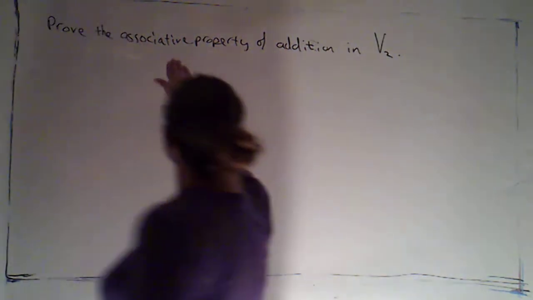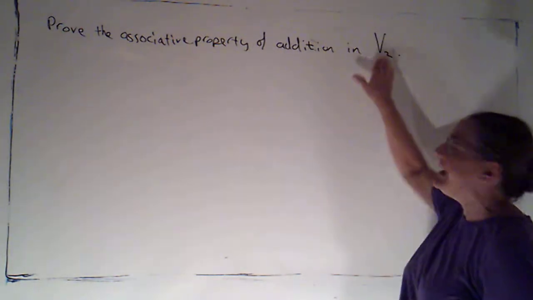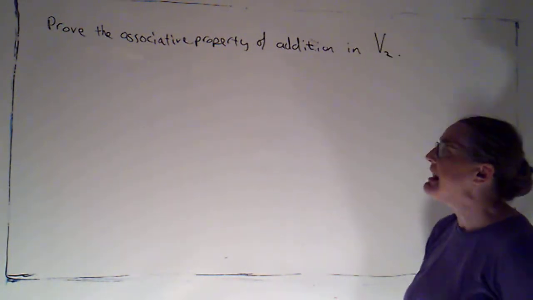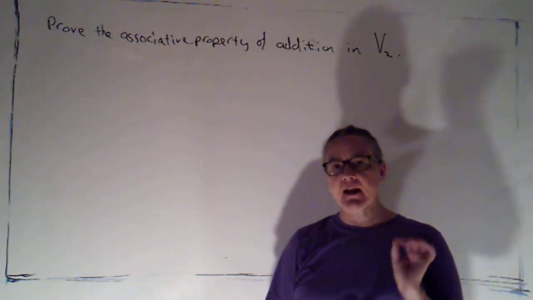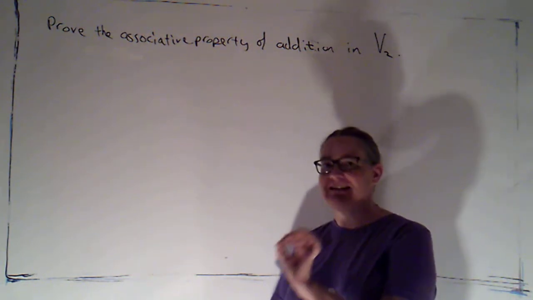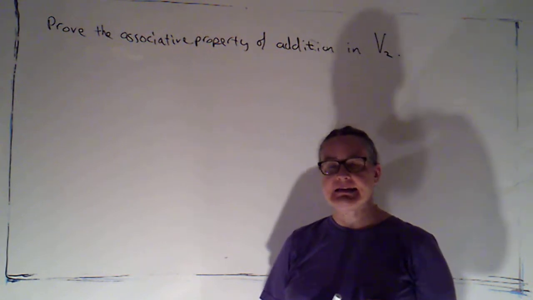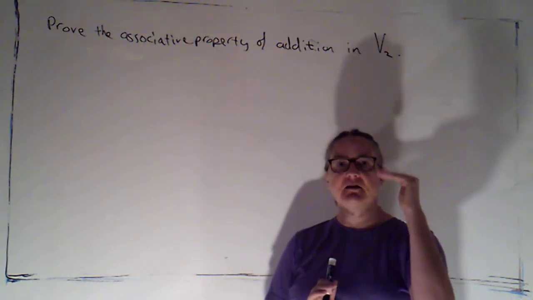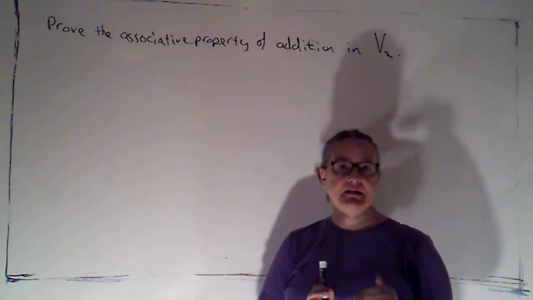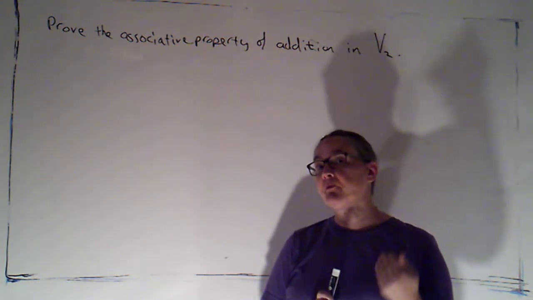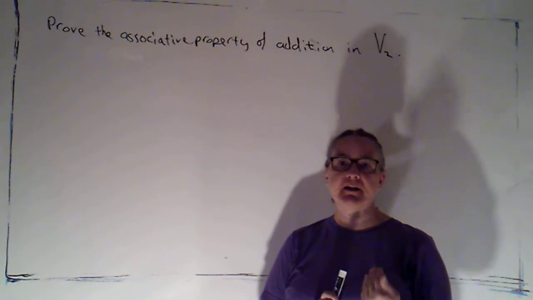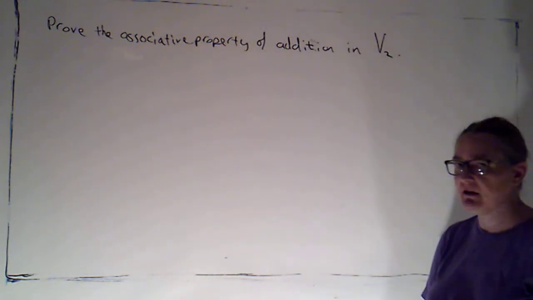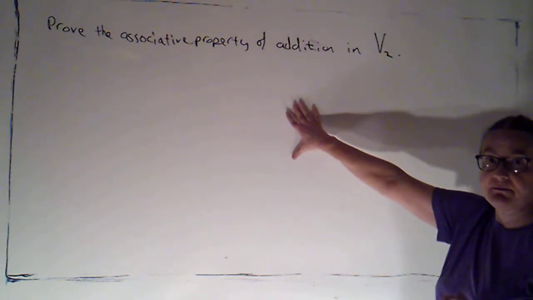So we're going to prove the associative property of addition in V2, so for vectors in 2 space. Okay, and we're going to do this proof in what I call painstaking detail. Painstaking detail means I don't combine steps. Each step I take does one thing at a time. And I'm going to provide a reason for each step. Okay, I'll talk a little bit more about painstaking detail once I've illustrated what I mean by that.